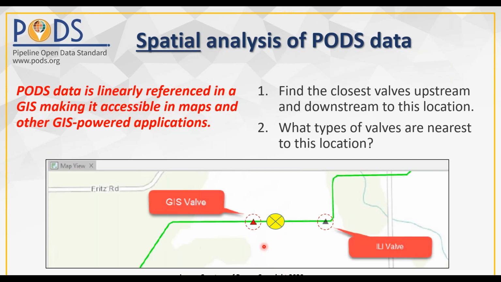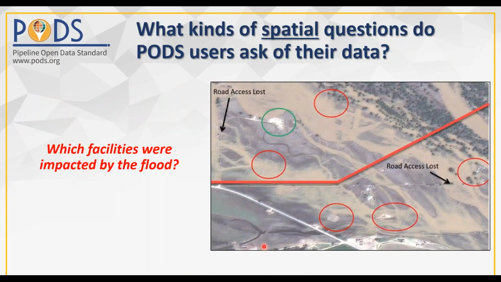Here's another example. In this case, this is actually a flood scenario where imagery has been analyzed to determine some of the work sites that were impacted by flooding in Colorado several years ago. You can see the imagery analysis has been performed with GIS, and it has determined the areas where flood damage has occurred to these facilities.